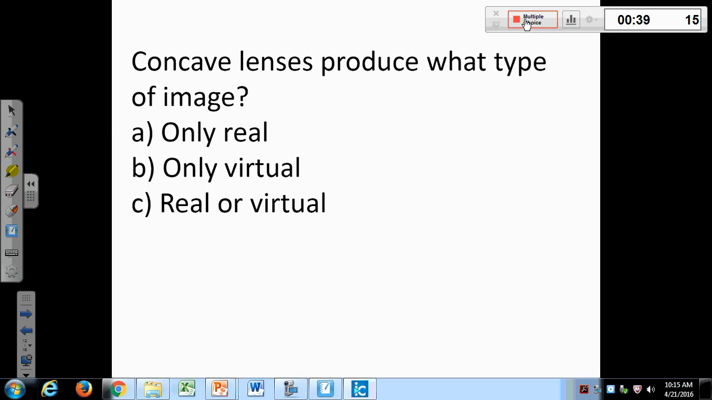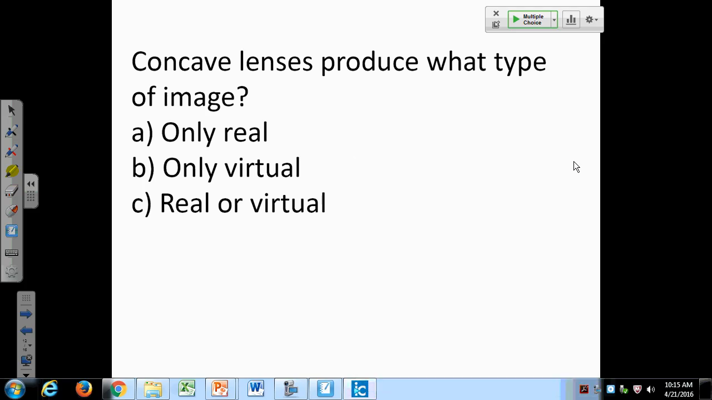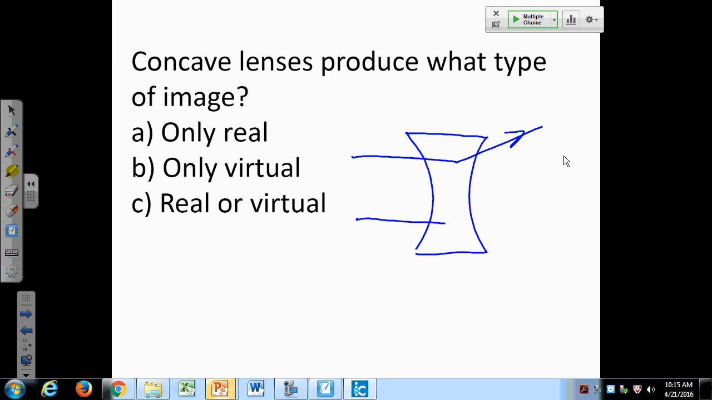It's B. Concave lenses only produce virtual images. You can think about it because in order to produce a real image, my rays have to cross, but concave lenses cause my rays to diverge like this. And so they can never produce an image over here. They can never produce a real image. They're only going to produce virtual images.